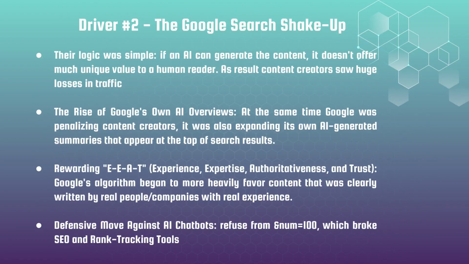And finally, last but not least, there was a defensive move against AI chatbots, and Google dropped support for numbering Google search results. If previously you could use paging with 100 items, now it was reduced to only 10. And that broke SEO and rank tracking tools. Additionally, some new security vulnerabilities appeared, which triggered a lot of malicious bot activity. That has mostly passed, but the new traffic reality has remained.